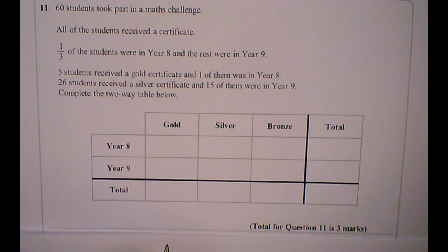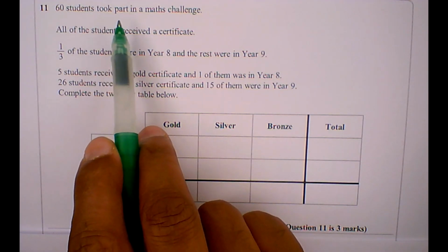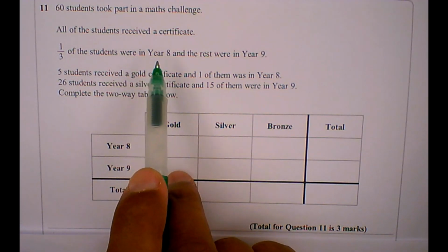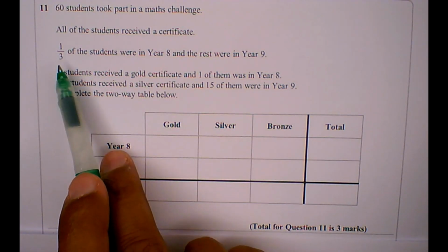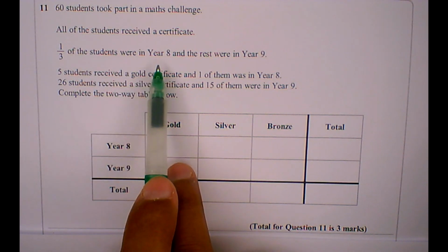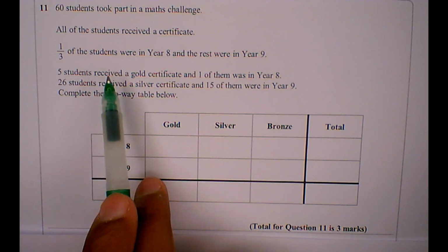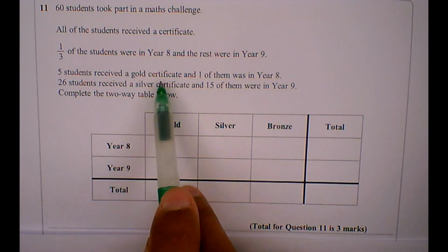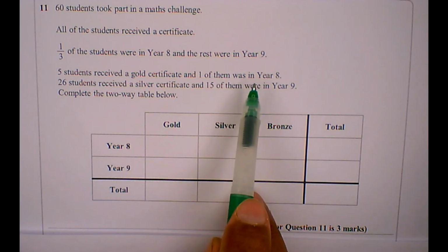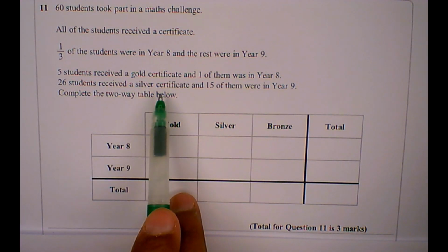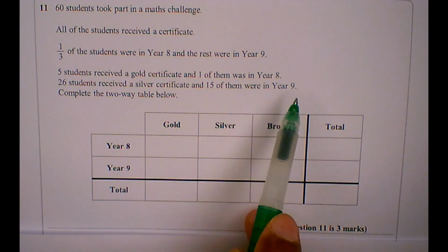Question 11. 60 students took part in a maths challenge. All of the students received a certificate. A third of the students were in Year 8 and the rest were in Year 9. 5 students received a gold certificate and one of them was in Year 8. 26 students received a silver certificate and 15 of them were in Year 9.